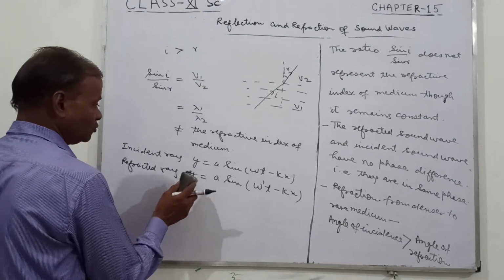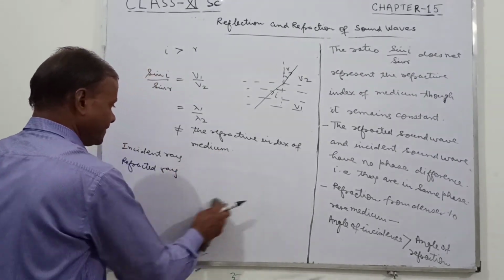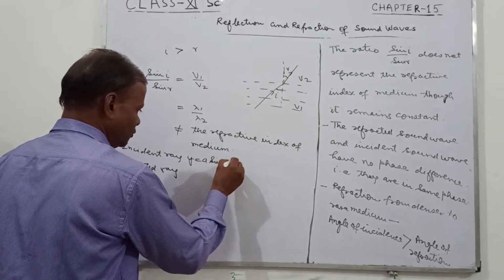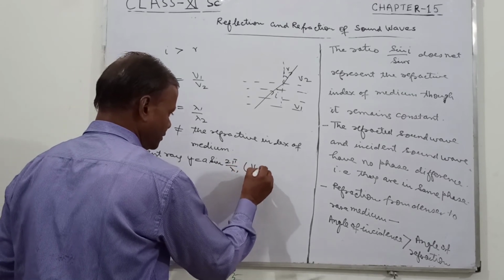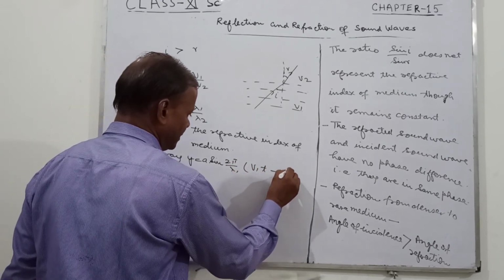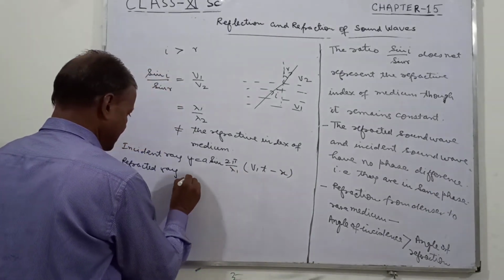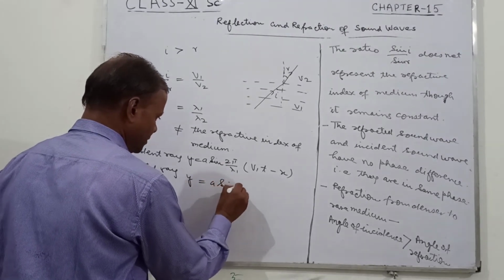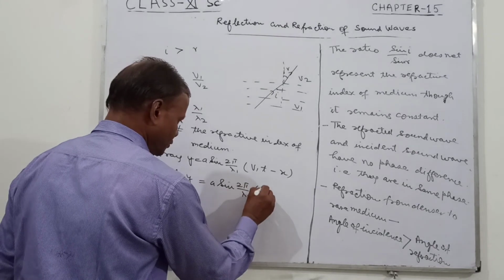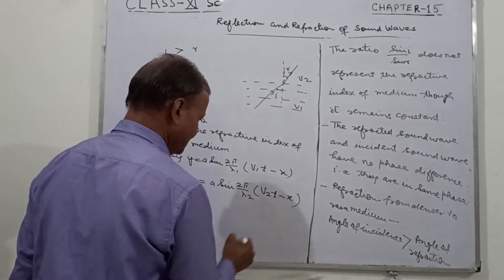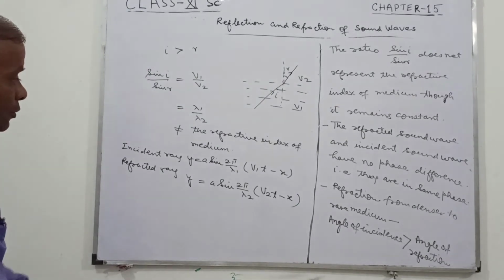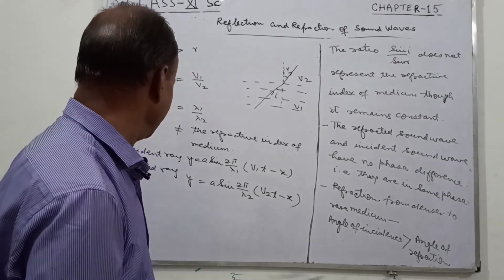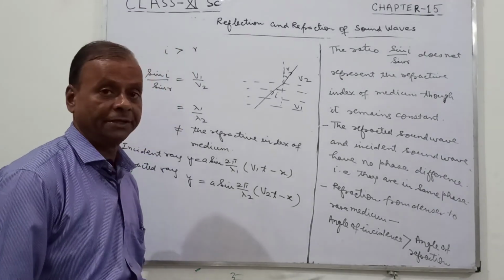Or we can write it in a better way: y equals a sin 2 pi upon lambda 1 into (v1 t minus x), and y equals a sin 2 pi upon lambda 2 into (v2 t minus x). We can write it like this, because lambda and v will change, but the frequency will not change at all. So this is the incident and the refracted ray.